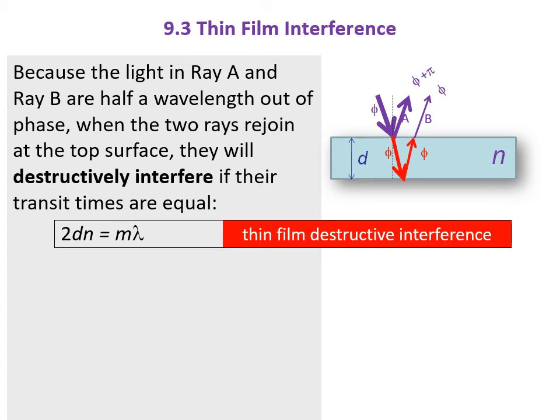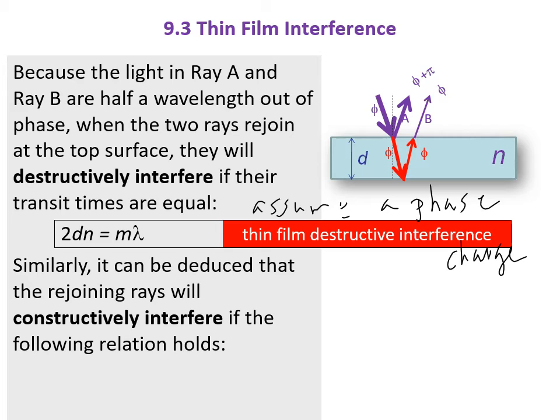So we get this equation for thin film destructive interference: 2dn is equal to m lambda. You have to assume a phase change at some boundary. This is true with a phase change at some boundary. If there is no phase change at either boundary, then of course you have to add a half wavelength.